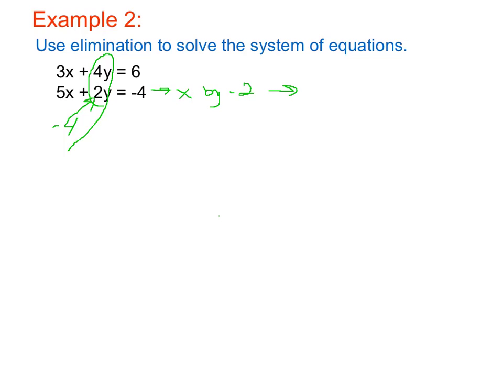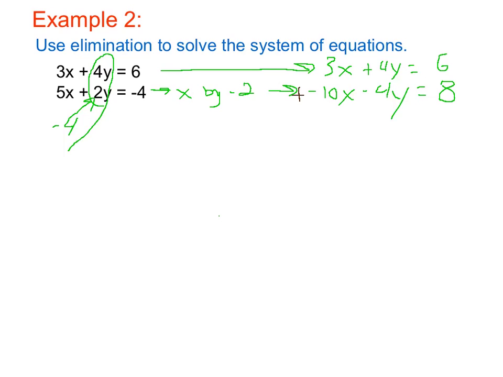If I do that, negative 2 times 5x is negative 10x. 2y times negative 2 is negative 4y. And negative 2 times negative 4 is a positive 8. We're going to leave the first equation as is. Okay. Now if we got it set up and changed so that if we add these two equations, we're going to have the y's eliminate.